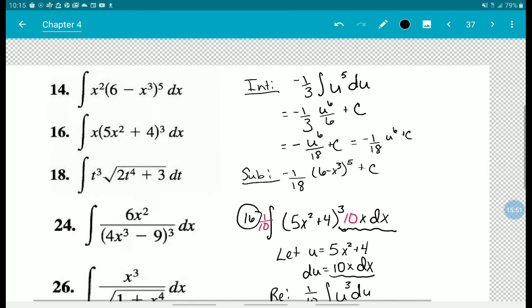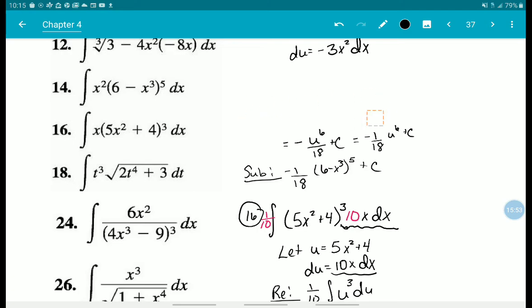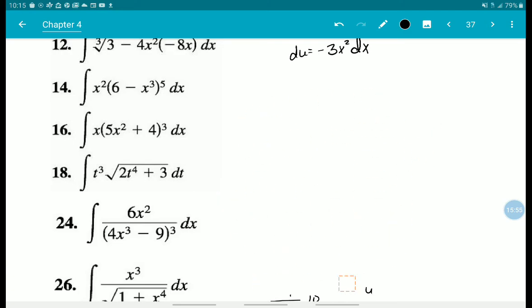Let's look at 24. So we're going to rewrite this. We're going to bring that 4x cubed minus 9 to the negative, to that third up. So that's going to become a negative 3 exponent. And then we have a 6x squared dx.